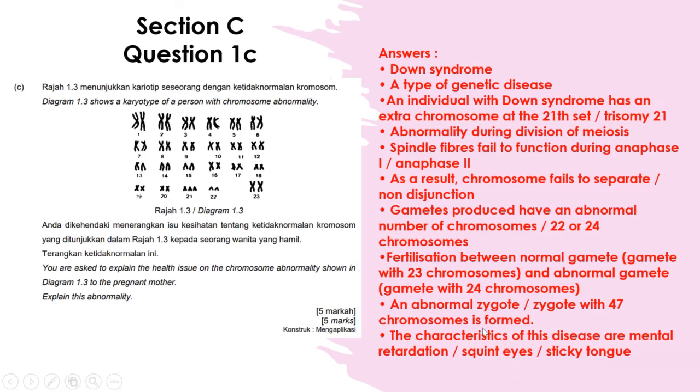The characteristics of this disease are mental retardation, squint or slanted eyes, a sticky tongue, and a broadened neck. So that refers to the symptoms of a person with Down syndrome.